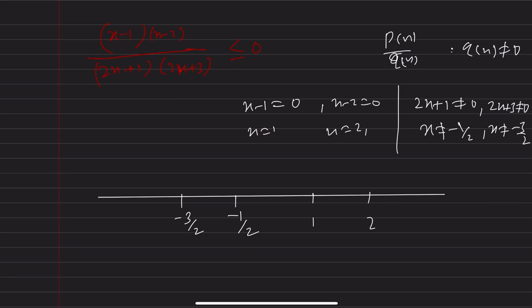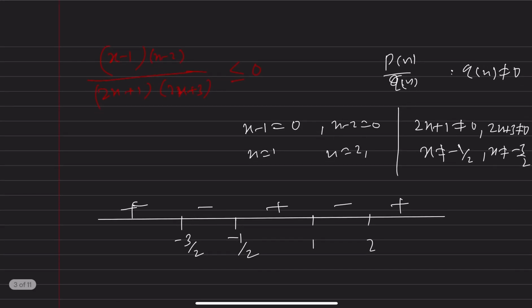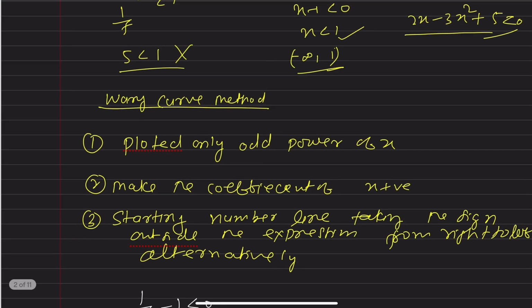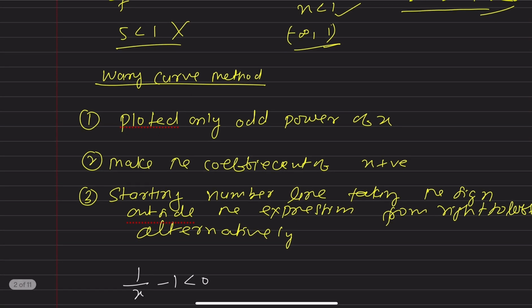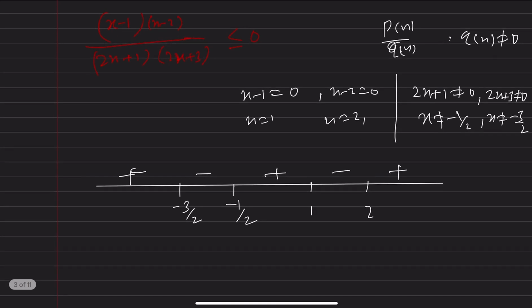After that, we'll see what is the sign of this expression. Here I'll see the sign of the expression is positive, right? So we'll go positive, negative, positive, negative, and positive. This is the third step of the definition. Here you can see that in the definition, starting from the number line, we take the sign outside the expression from right to left alternatively. That's why I'm taking it there. So plus, positive, negative, positive, negative, and positive.